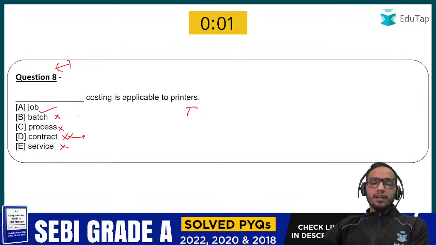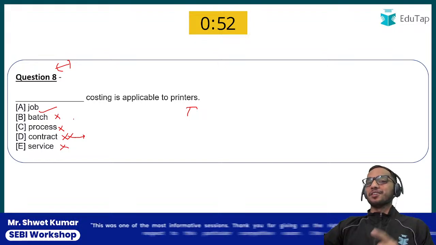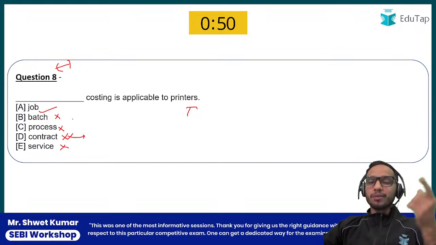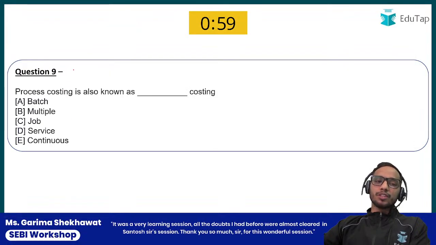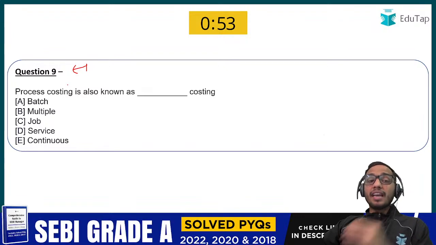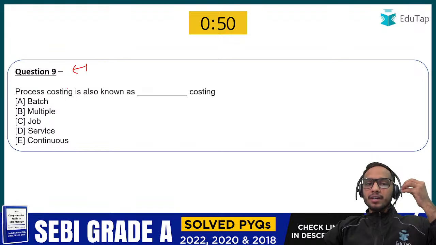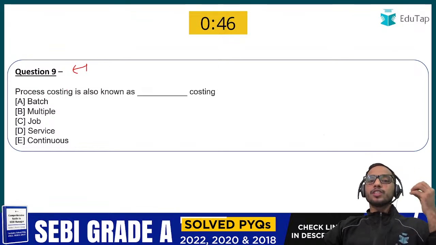Chalo. Now let's come to the 9th question. And after the 10th question, I am again going to switch to the first question, and I am again going to ask you each and every question, so that you remember the logic behind every answer. Okay, everyone? Chalo. Question number 9. Process costing is also known as what? Try to analyze it. Even if you don't know the exact word, try to give an intelligent guess.